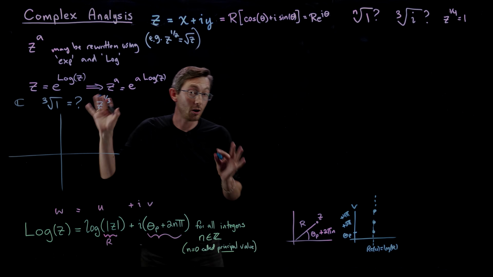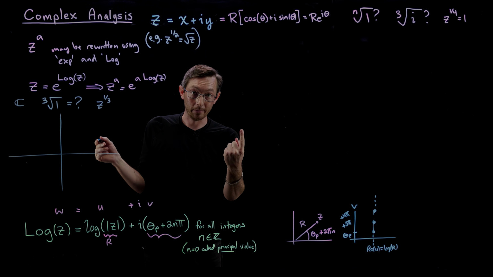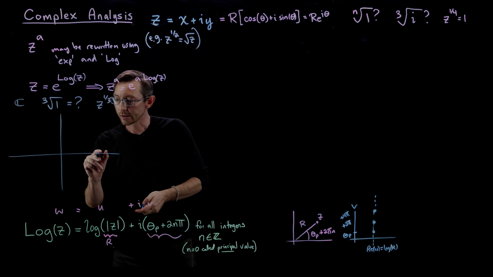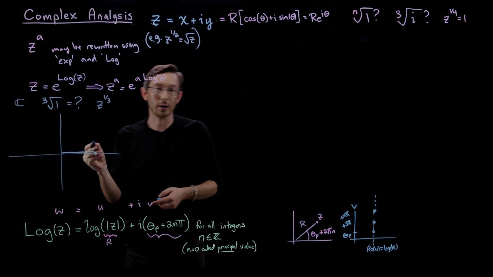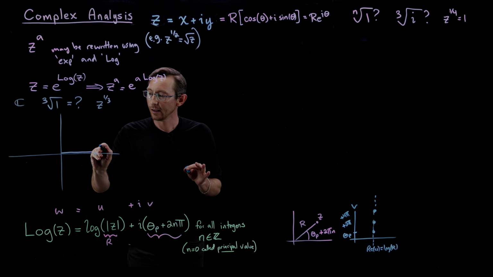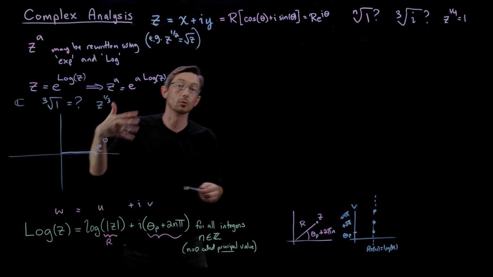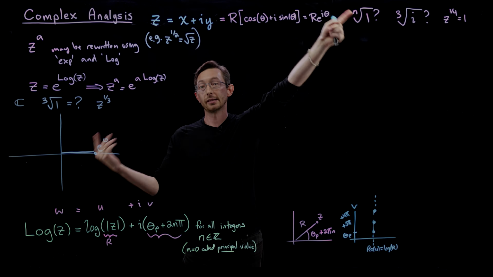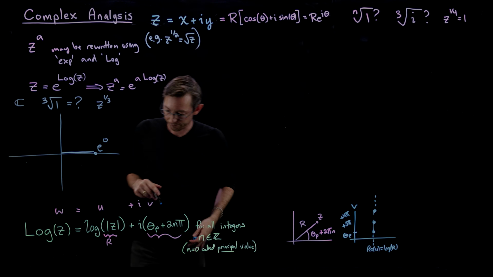We already know that one of the cubed roots of 1 is 1, because 1 to the 3rd power is 1. So one of the cubed roots of 1 is going to equal 1, and I'm going to call that e to the 0. We know that 1 equals e to the 0. That's just saying radius equals 1, theta equals 0. This is e to the i0.